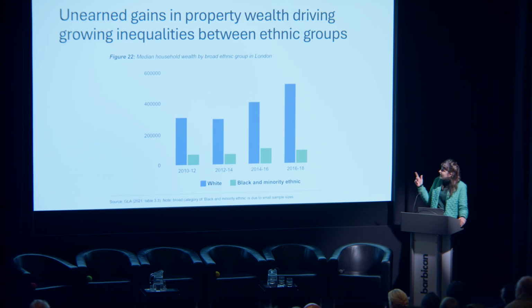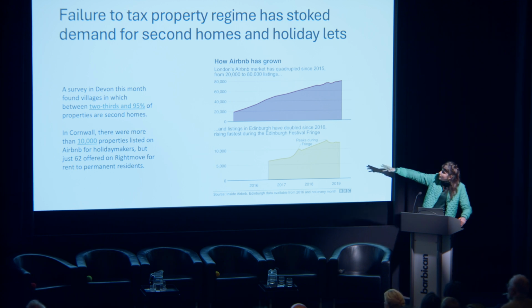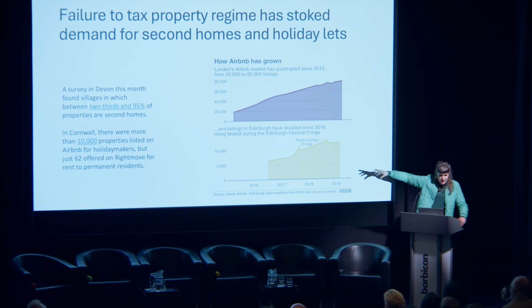And it is just worth saying that not only is this house price inflation benefiting the already rich, it's also contributing to the persistent and growing inequalities between ethnic groups. This is just showing median house wealth by ethnic group here, a very broad, crude analysis, but again, there's lots more data on this if you're interested. And again, the failure of our property tax regime has stoked massive demand for second homes and holiday lets. There's a real problem, particularly in coastal areas.